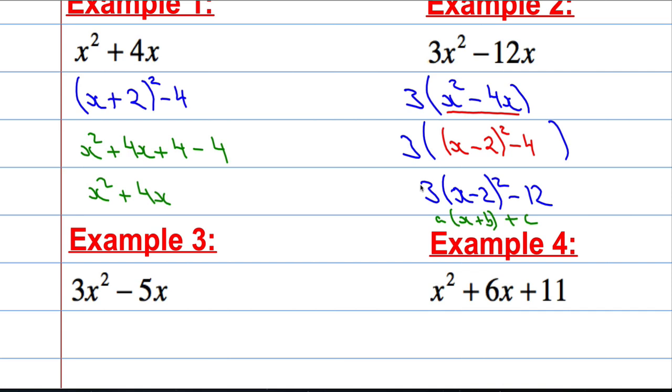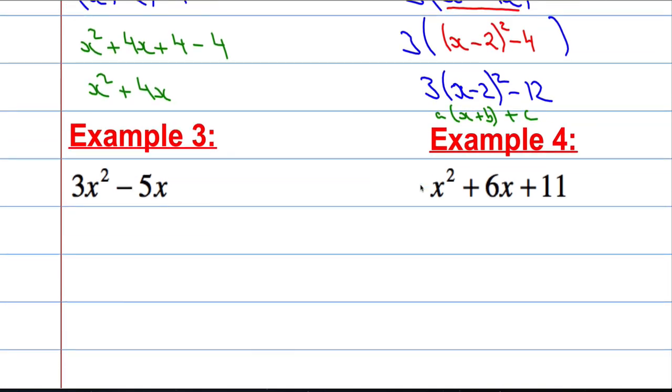Okay, example 3. So we've got 3x squared minus 5x. Again, we've got a coefficient of x squared that's not 1. So I'm going to account for that by factoring out a 3. So factor out a 3, open the brackets. X squared would have to go here. And in order to get negative 5x, what I'd have to have is negative 5 over 3 x. If I was to expand this back out, we'd end up back here.